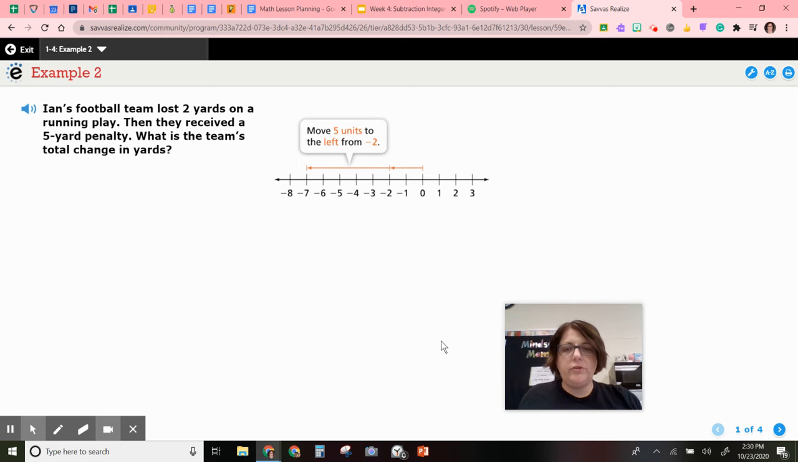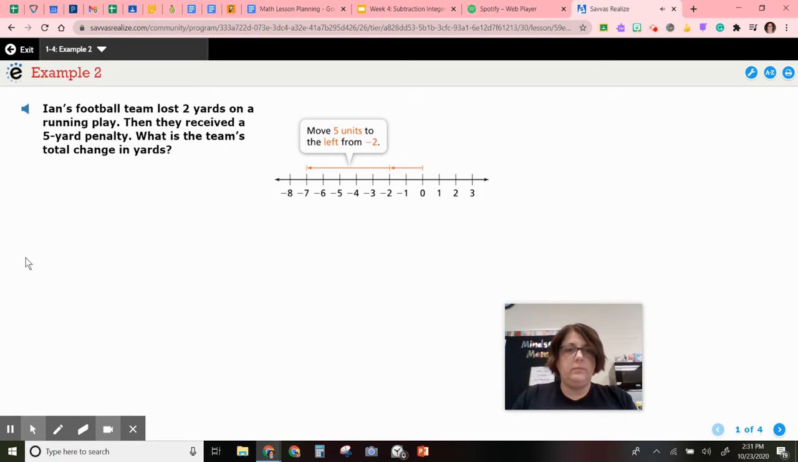Hey folks, we are going to continue subtracting integers this week. We're going to go through this example, a real life example of when you would use subtracting integers in the world. And then you're going to play Prodigy to practice subtracting integers, okay? Let's listen to the scenario here.